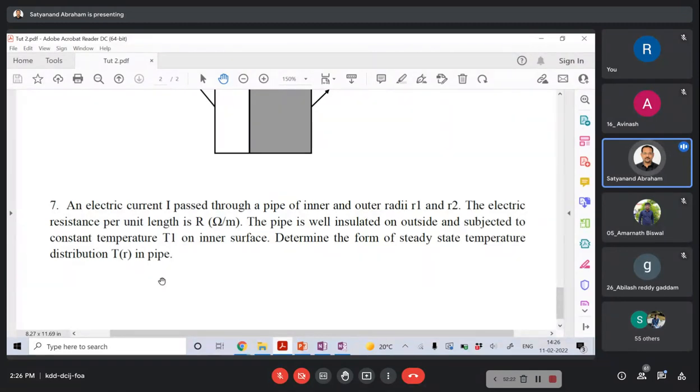An electric current I passes through a pipe of inner and outer radii R1 and R2. So that means it is not passing through a wire, but it is actually passing through a pipe, a hollow pipe. The electric resistance per unit length is given as R. The pipe is well insulated on the outside and subjected to a constant temperature Ti on the inner surface. Determine the form of steady state temperature distribution in the pipe.